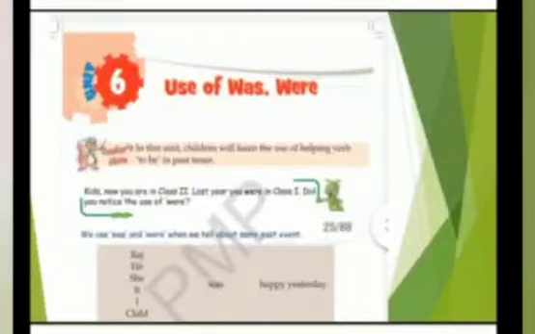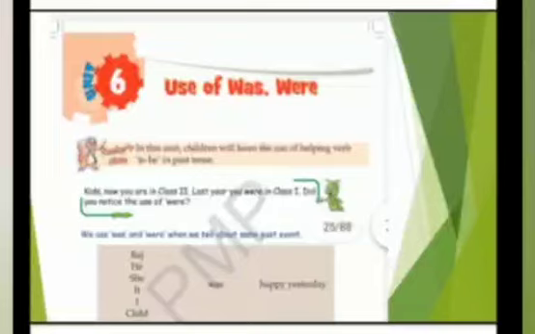Okay, so this is your lesson number 6, use of was and were of your grammar book. So let's read it. We use was and were when we tell about some past event. So again, it is reflected here. Anything which is not happening right now, which has happened in the past, that is when we use was and were. Now let's read this table.